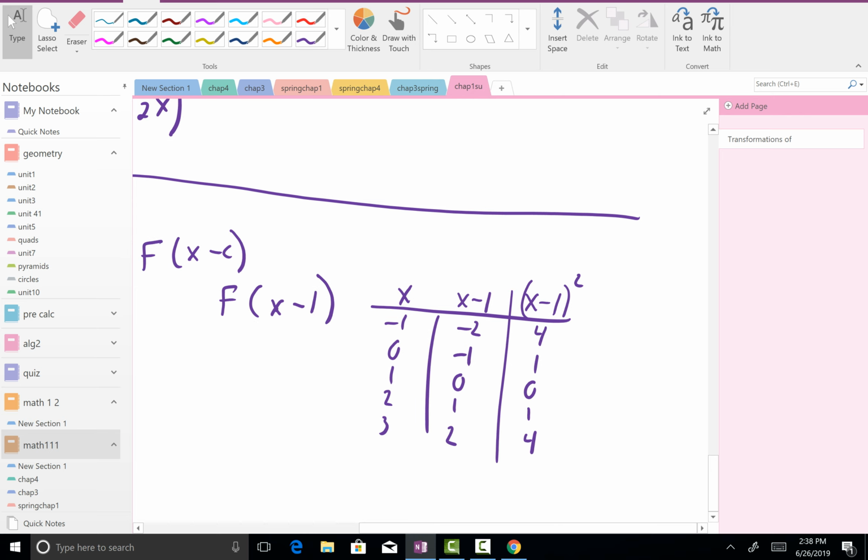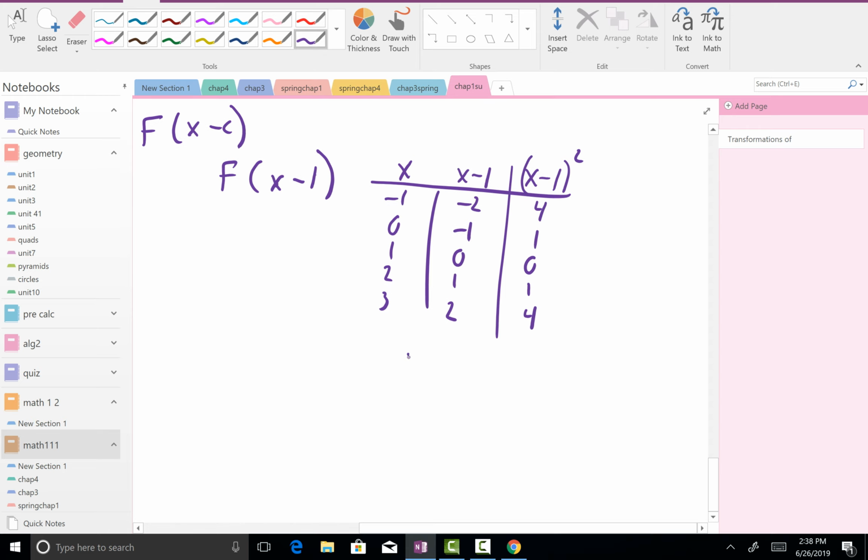Okay, so x minus c, I'm looking at the c value. I just picked the value for c, and I picked 1. All right, here's my x values. I took x minus 1 because that's what I'm doing. And then I'm going to take that and apply the squared term to it. So then I'm going to take those numbers and square them.